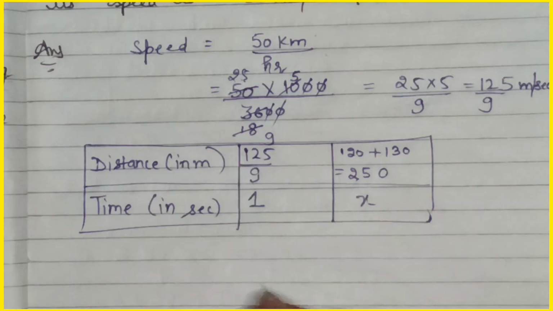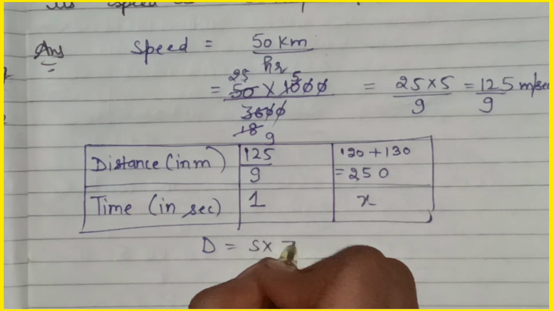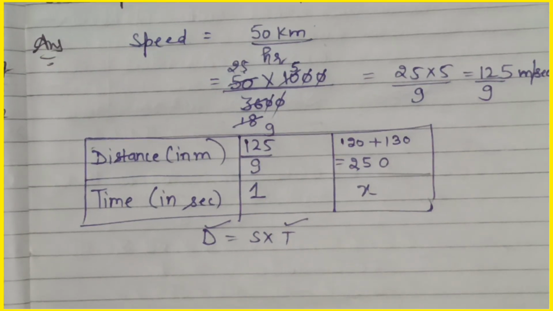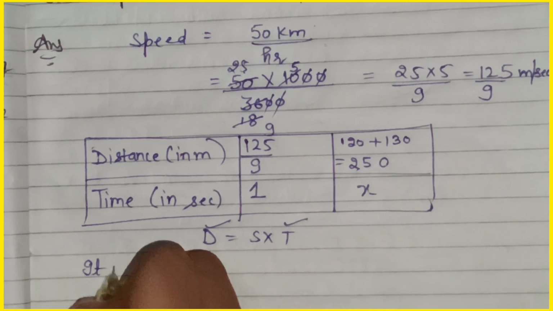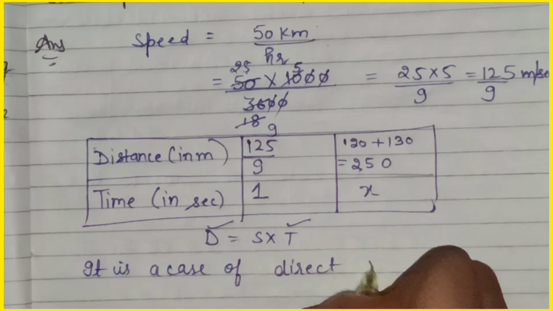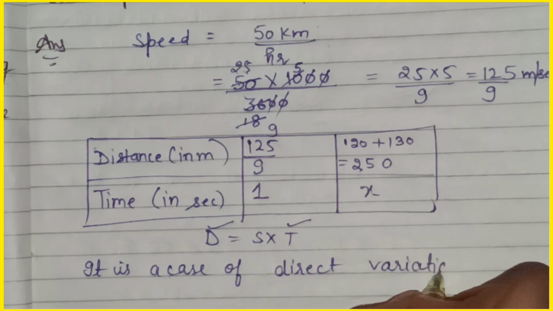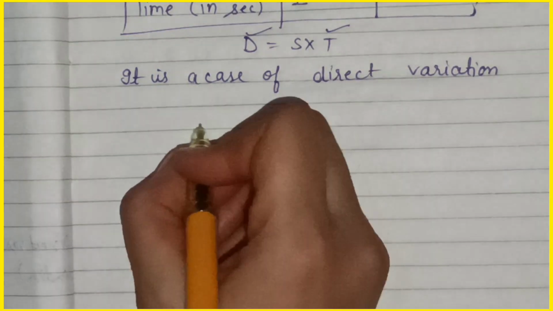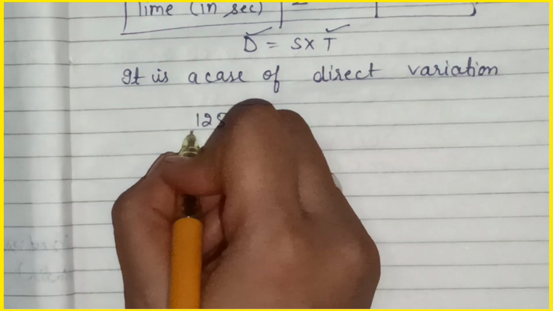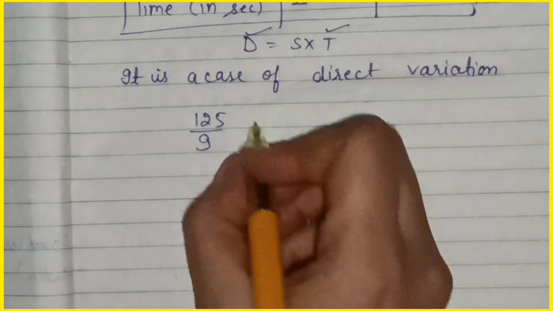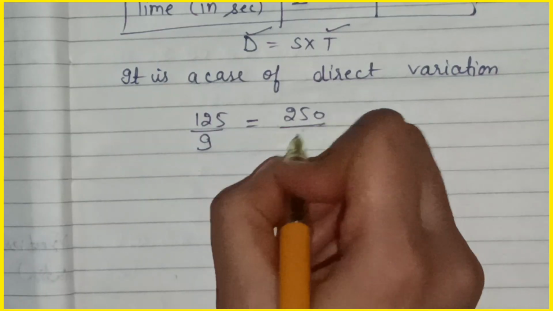So from here we know that distance is equal to speed multiplied by time. Here we are given distance and time, so it is a case of direct variation. So from here I write 125 upon 9 is equal to 250 upon x.